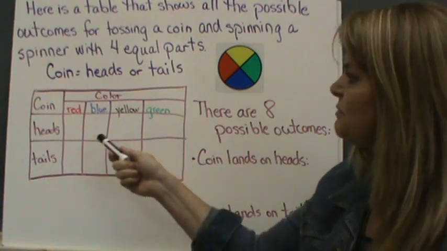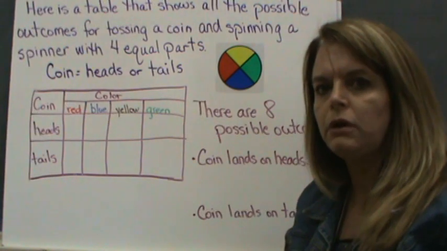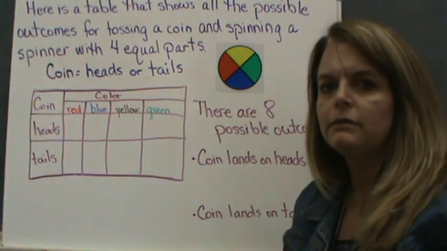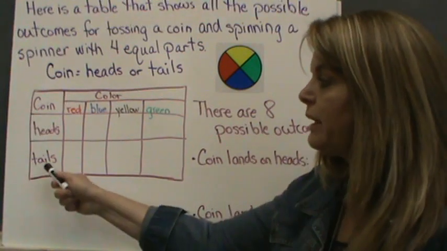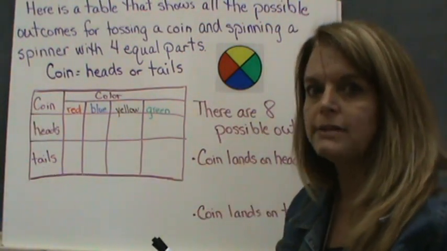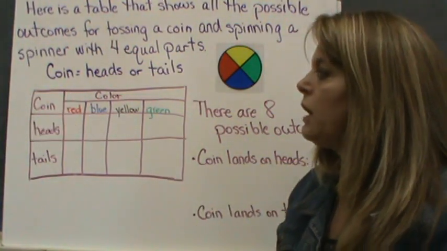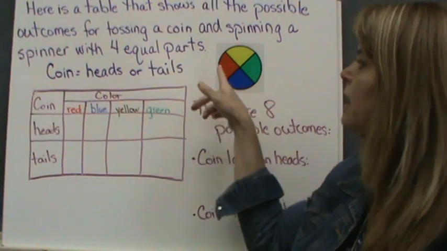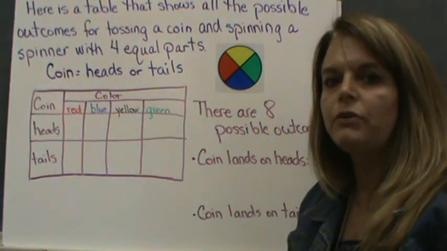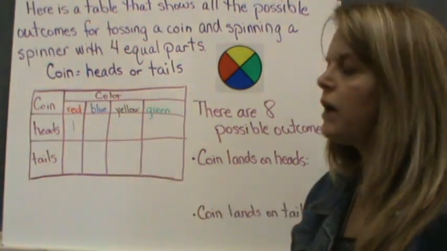How many different things can I get on my turn? Well, let's go to the coin. If I flip a coin, what can I get? I can either get heads or I can get tails. That's all. Okay? So let's say I flip my coin and I get heads. Now I have to spin my spinner and my spinner lands on red. So I get heads and red.